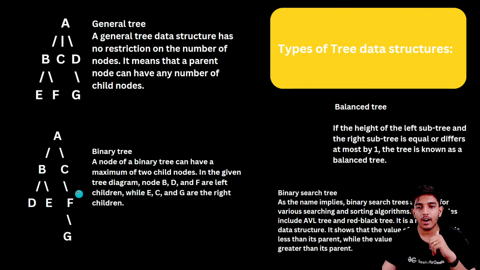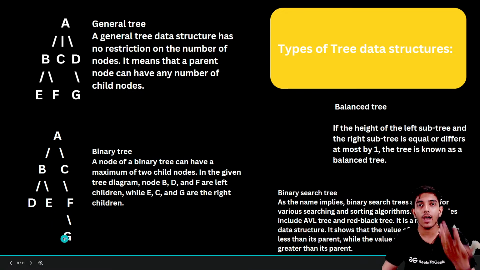Now what is a binary tree? I told you that you can have at most two children. If you don't have any children, like you can see G does not have any children, then it's a valid binary tree. If I talk about F, it has one child, then it's still valid. If I talk about B, it has two children, D and E, so it's still valid.